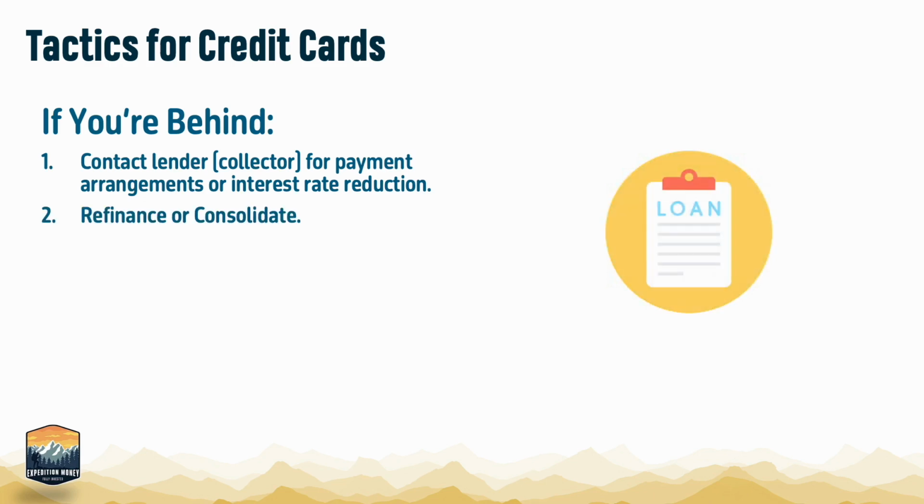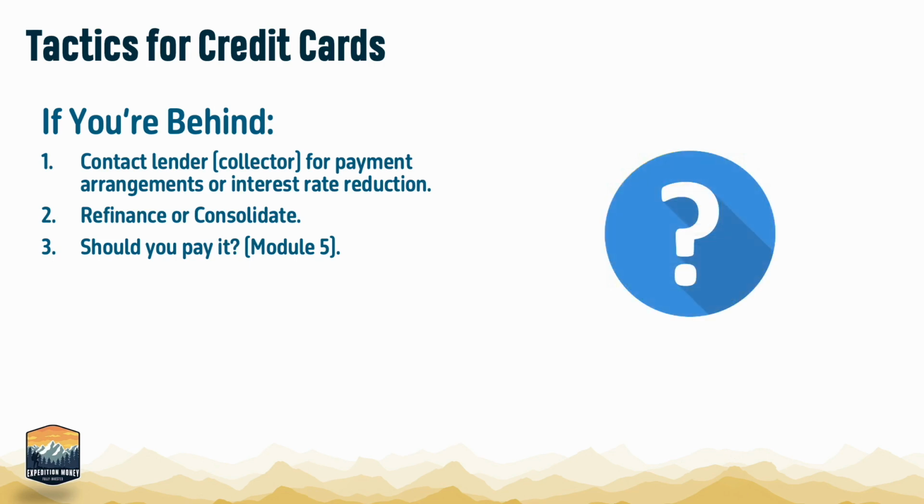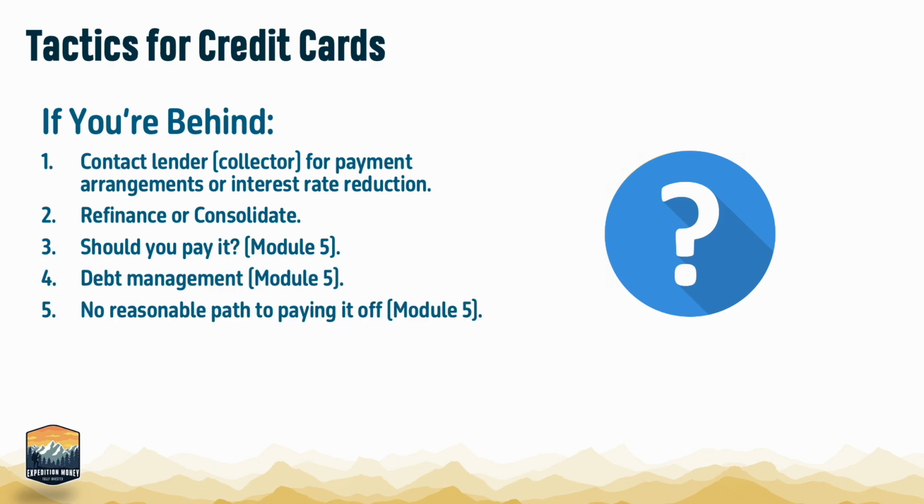You could also refinance or consolidate, as I mentioned earlier. And depending on how late payments are, you might need to think about whether you should pay it off at all. I'll cover the things to consider in Module 5. At that time, we'll also look at options like debt management, and if there's no reasonable path to ever paying it off, I'll explain what debt settlement and bankruptcy are.